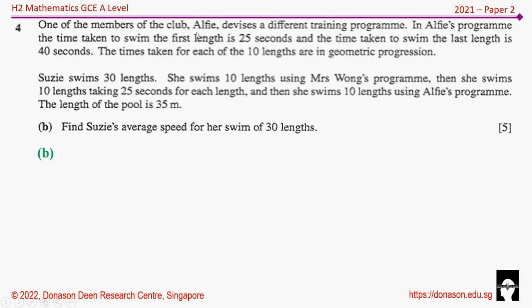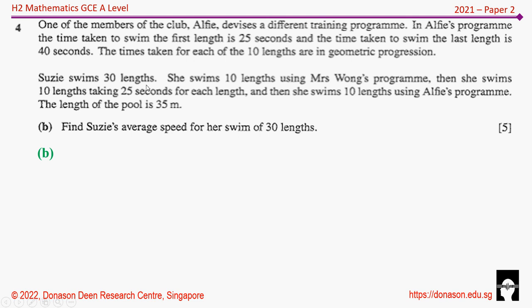One of the members of the club, called Alfie, devises a different training program. In Alfie's program, the time taken to swim the first length is 25 seconds, and the time taken to swim the last length is 40 seconds. That means it's progressively increasing in time. The times taken for each of the 10 lengths are in geometric progression. It's going to increase geometrically.